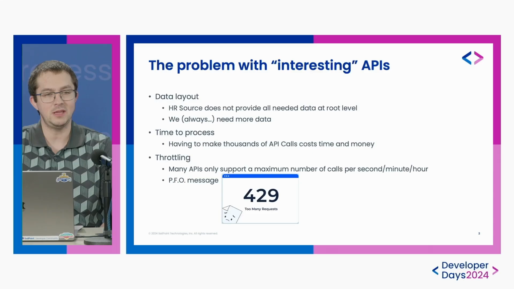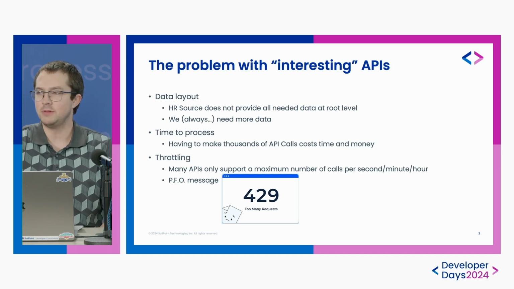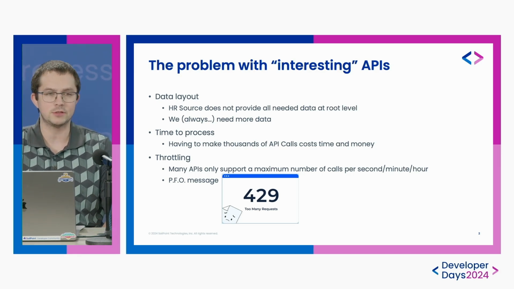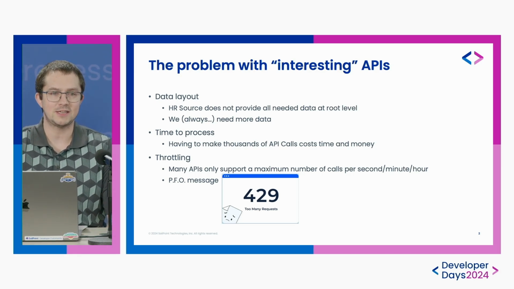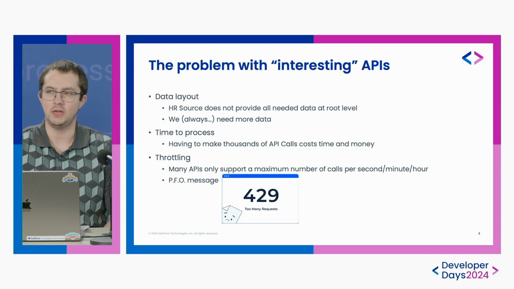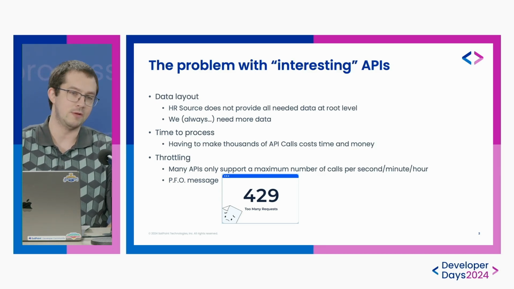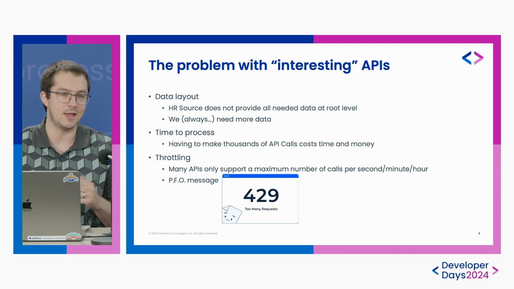So what is an actual interesting API? For me, an interesting API is something with very odd data input. It can take a long time to process. If you have to make 20,000, 30,000 API calls, that's time, that's money, that's things you don't need. A lot of APIs throttle you. If you try and send more than 10 requests a second or 1,000 requests a minute, they can shut you down with the very beautiful 429 try again later.